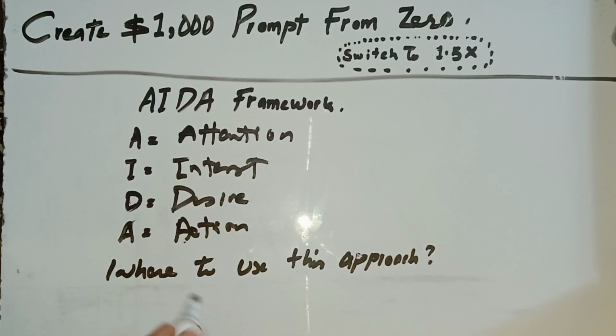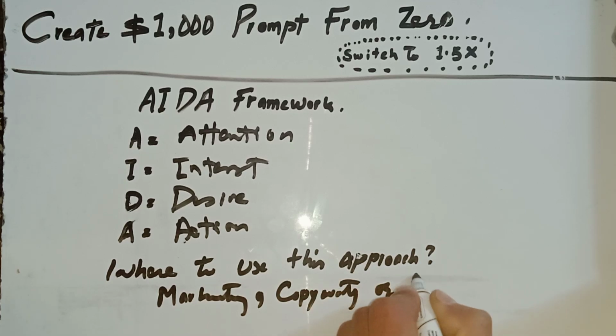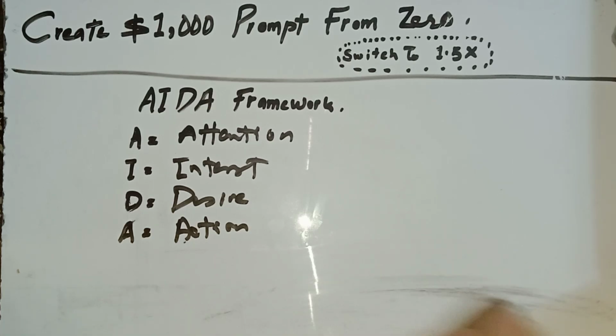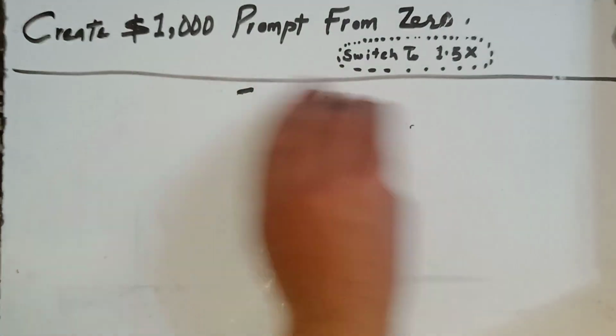But before that, let me tell you what the use case of this framework is, or where it is used. This framework is used in marketing. You can use it in copywriting, or you can use it to build LinkedIn posts. If you are trying to write something in marketing, copywriting, or LinkedIn posts, you can use this framework. Now let me explain each part of this framework one by one.